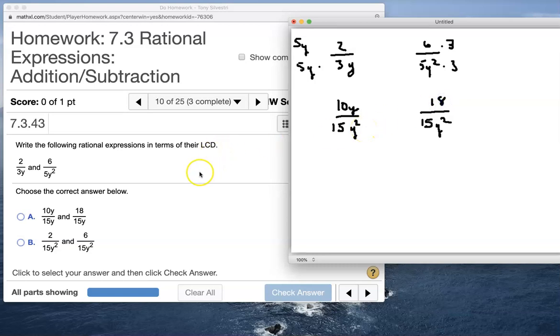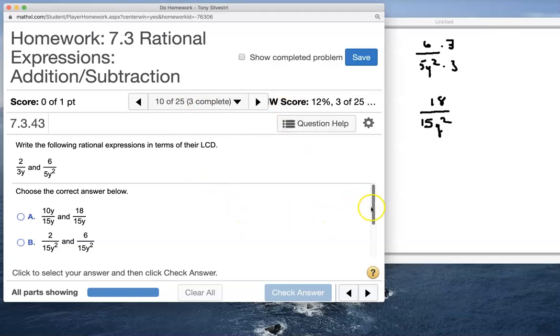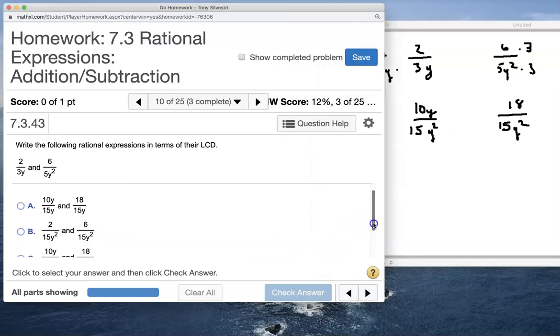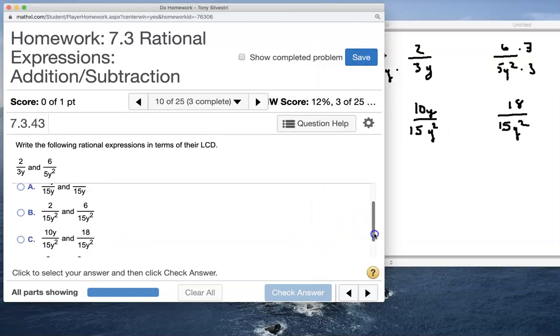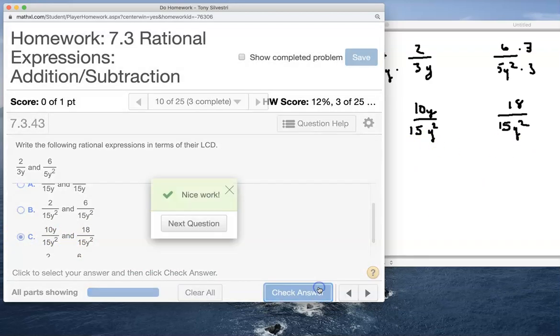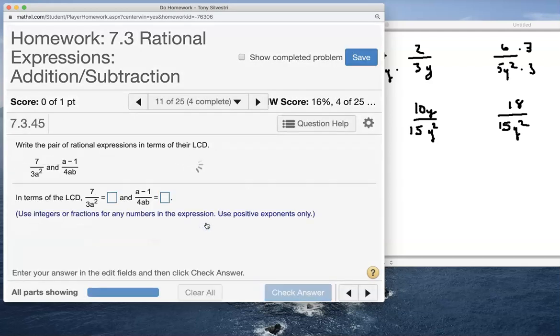Do we see something that looks like that? Let's come over here. Do we see something that looks like that? Well, what does it look like? Let's push this over here. I'm looking at C. Yeah, C. Don't overthink it. Right there. Those are the two fractions I came up with. Check your answer. Fantastic work.